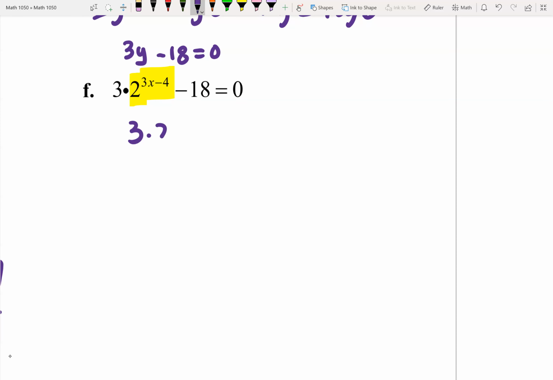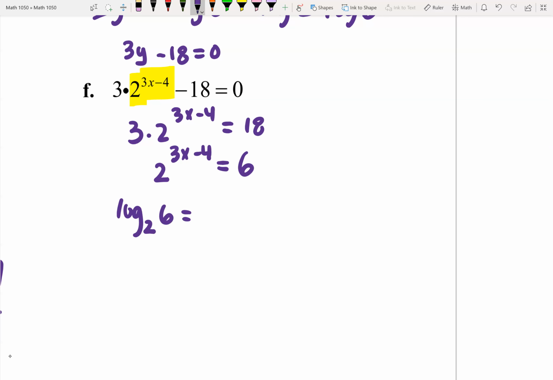So you have 3 times 2 to the 3x minus 4 is equal to 18. Your brain sees 3y equals 18. Tell me what to do. Divide by 3. So you have 2 to the 3x minus 4 is 18 divided by 3, which is 6. What do I do here now, guys? You convert because you're stuck. Good. So this is going to be log base 2 of the other side, which is 6, is equal to 3x minus 4.